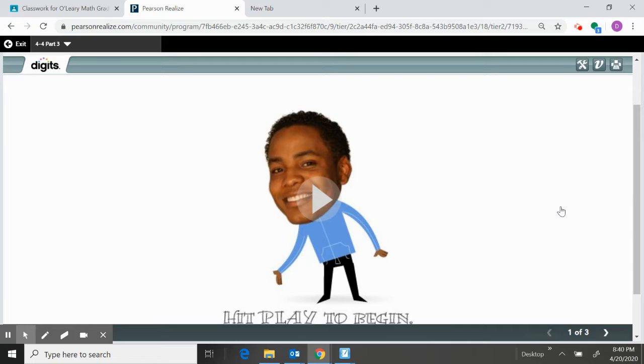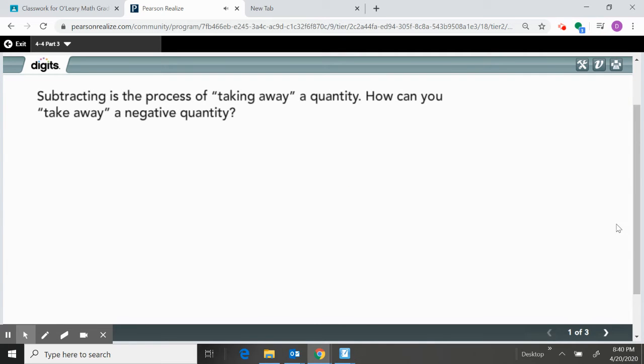This gets into something that you haven't seen yet. It's dealing with a negative and a negative. So I'm going to show the video because it'll make a little more sense then, and then we'll go through some examples. Subtracting is the process of taking away a quantity. How can you take away a negative quantity?